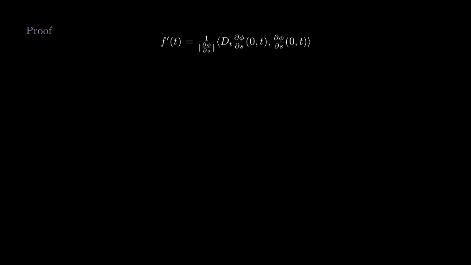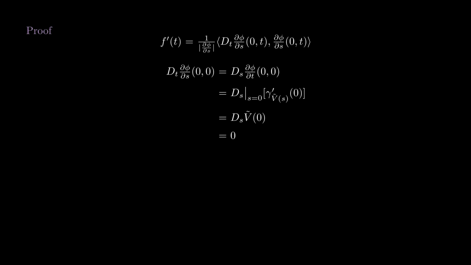We will show that this term D_t partial phi partial s is 0 at 0. To see this, remember we proved last lesson that D_t partial phi partial s equals D_s partial phi partial t. We use the definition of phi and then the fact that at time t equals 0 the velocity of gamma v tilde is v tilde. Since we chose v tilde to be a parallel vector field, this is 0.